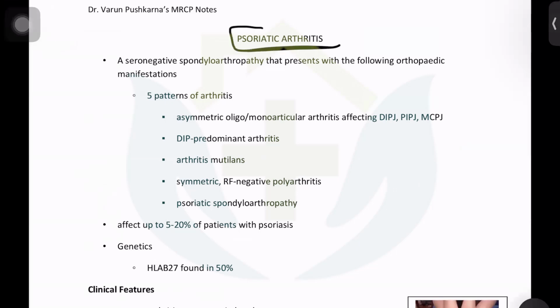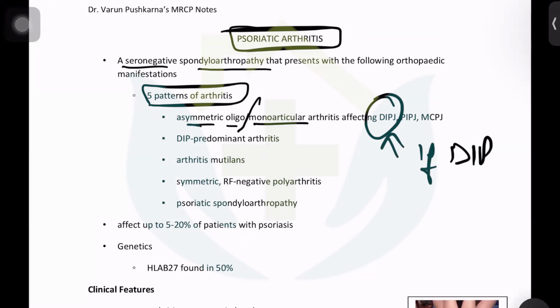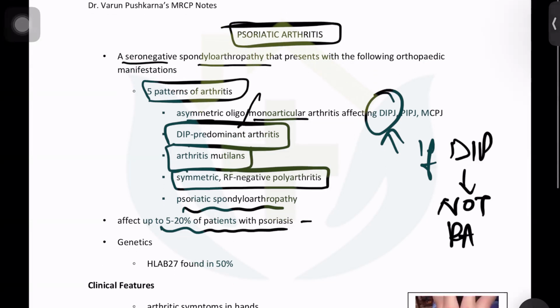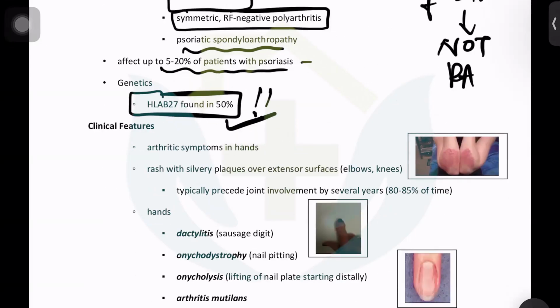After reactive arthritis, psoriatic arthritis, a seronegative spondyloarthropathy, presents with 5 patterns of arthritis: asymmetric oligo or monoarticular arthritis, affecting DIP. Very important. I told you in rheumatoid arthritis, if DIP is involved, it is not rheumatoid arthritis. So DIP predominant arthritis, arthritis mutilans, symmetric rheumatoid factor negative polyarthritis, psoriatic spondyloarthropathy. 5 to 20% of psoriasis. Genetics: HLA-B27 in 50%. This has come in the exam. Even I guess IBD associated arthritis is associated with 40%. That has also come in the exam.